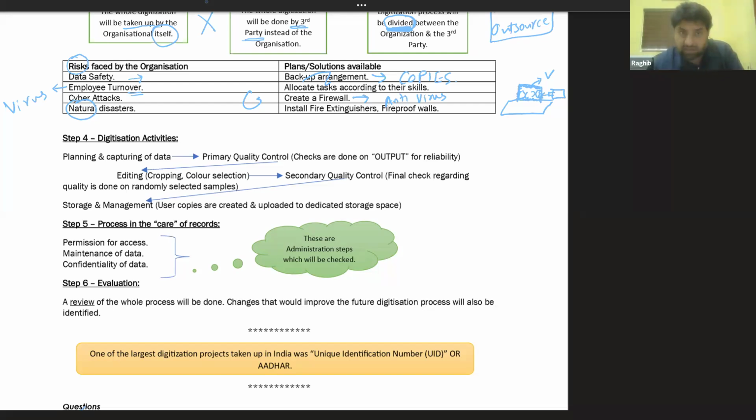So the left hand side of the table is telling you the issues. The right hand side is telling you about the solutions which are available. Now, step 4, digitization activities. Main work, digitization activities. First of all, planning and capturing the data. First of all, you capture the data. Okay, that means you take the data. That's it. Then you do some editing.